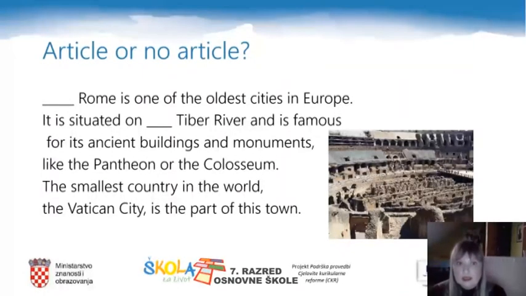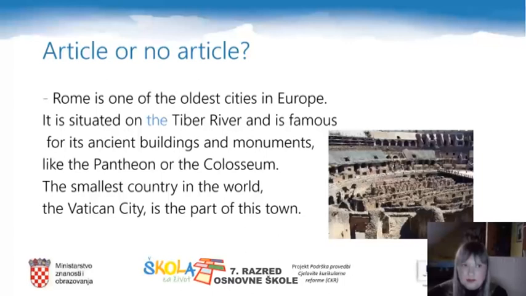Complete the second text. So, Rome, no article, is one of the oldest cities in Europe. It is situated on the Tiber River and is famous for its ancient buildings and monuments, like the Pantheon or the Colosseum. The smallest country in the world, the Vatican City, is the part of this town.